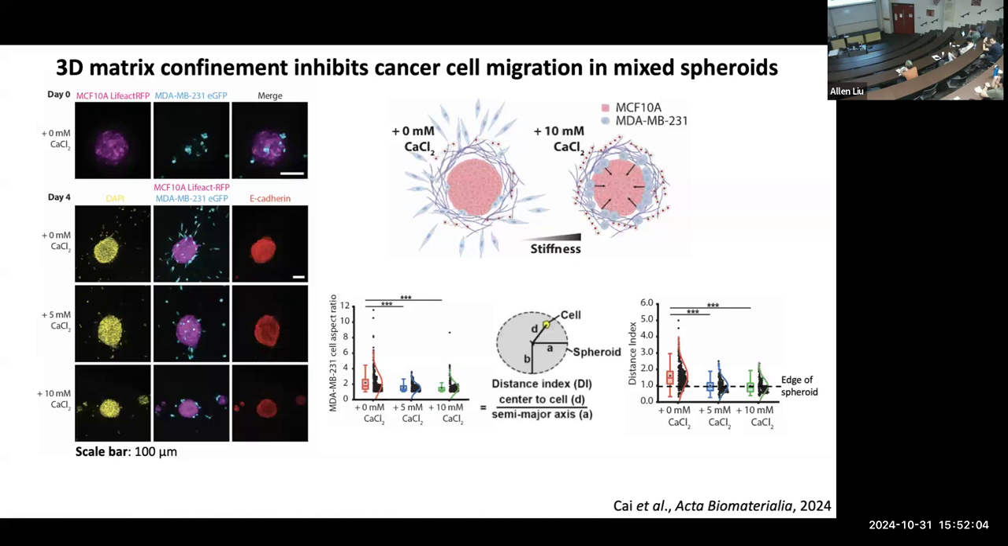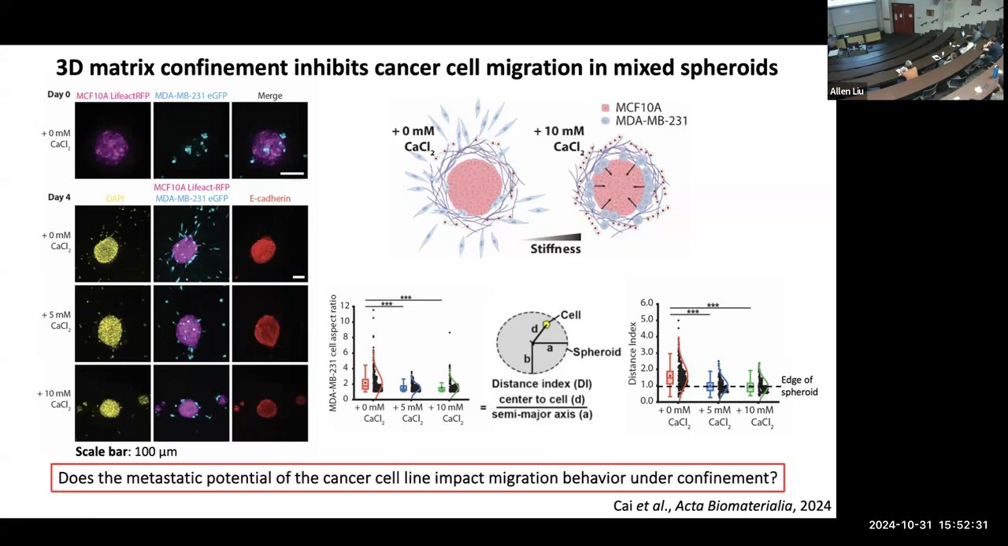We can also describe the distance index. This describes the location of the cell relative to the radius of the spheroid. If the distance index is 1, the cells are at the periphery. If it's greater than 1, they have escaped out of the spheroids. You can see that at 0 millimolar calcium it's greater than 1, whereas at 10 millimolar they're basically trapped within the boundaries of the spheroid. Again, it makes a lot of sense.